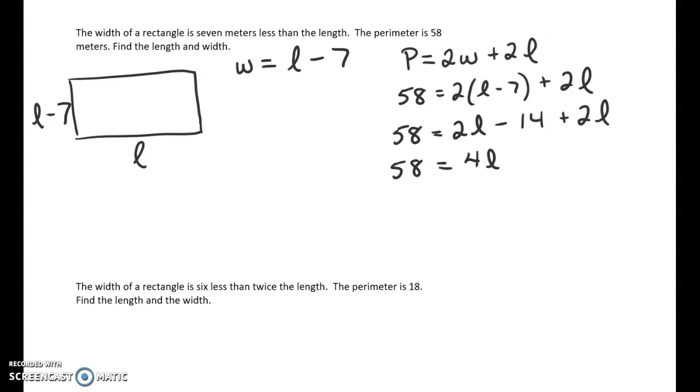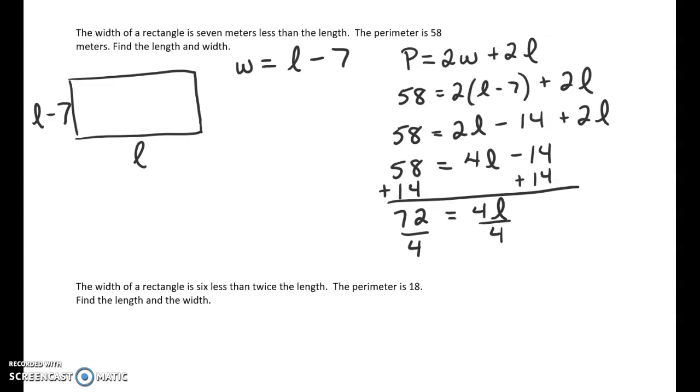All right, 58 equals, we're going to combine like terms. That's going to be 4L minus 14. We'll have to add 14 to both sides. And if this is going too fast, remember you can back up the video, slow it down. So what do I get? 72 equals 4L. I'm going to divide by 4. So I'm going to get the length to equal, how many times is 4 going into 72? 18? I'm pretty sure it's 18. Yep. All right, that's the length then.